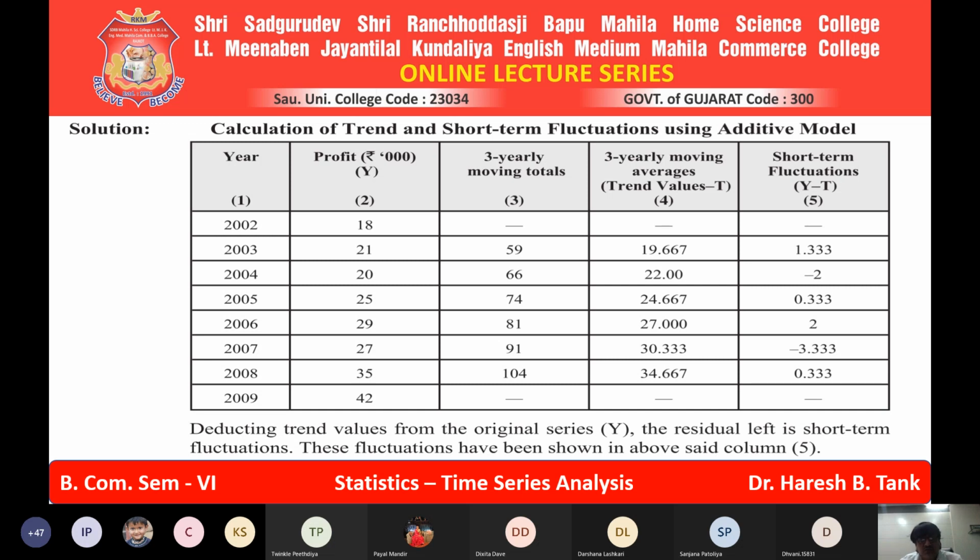Once you write down these two data sets in column format, the next column should be the 3-yearly moving total. As Dikshita and Payal suggested, we have to make a bunch of 3. So naturally, in years, a bunch of 3 is 2002, 2003 and 2004. And in profit, the bunch of 3 becomes 18, 21 and 20, right? While making a bunch of 3, you have to add it. So that column is named 3-yearly moving total. So 18 plus 21 plus 20 total becomes 59. And you have to write that exactly in between these 3 years. The middle year among 2002, 2003 and 2004 is 2003. So you have to write it against 2003. Fine enough?